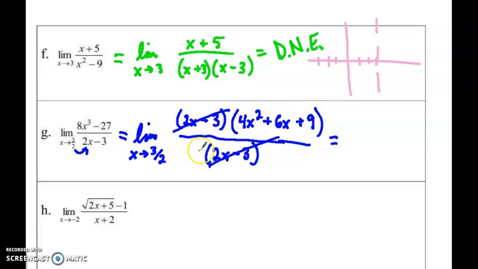I've already worked it out. When you plug in 3 halves for these x's, you end up getting 9 plus 9 plus 9. And you can just trust me on this one or double check my math to get 27.